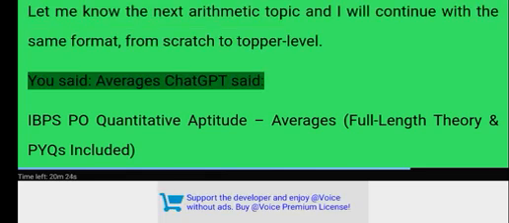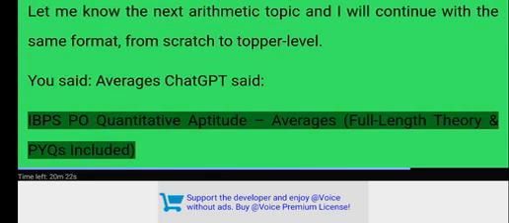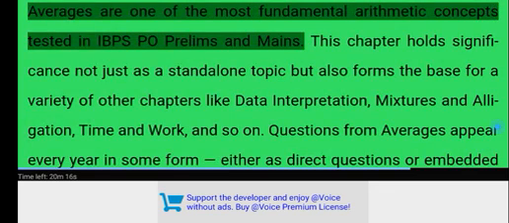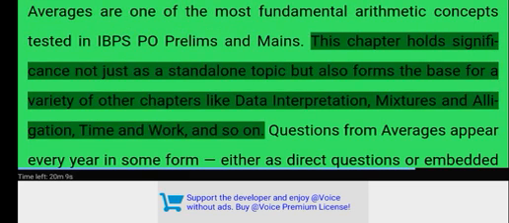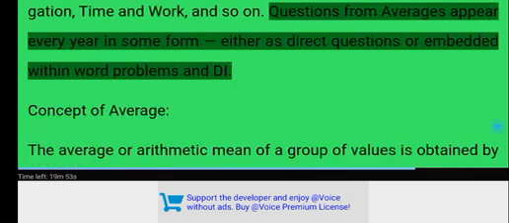You said, average. ChatGPT said: IBPS PO quantitative aptitude, averages, full-length theory and PYQs included. Averages are one of the most fundamental arithmetic concepts tested in IBPS PO prelims and mains. This chapter holds significance not just as a standalone topic but also forms the base for a variety of other chapters like data interpretation, mixtures and allegation, time and work, and so on. Questions from averages appear every year in some form, either as direct questions or embedded within word problems and DI.